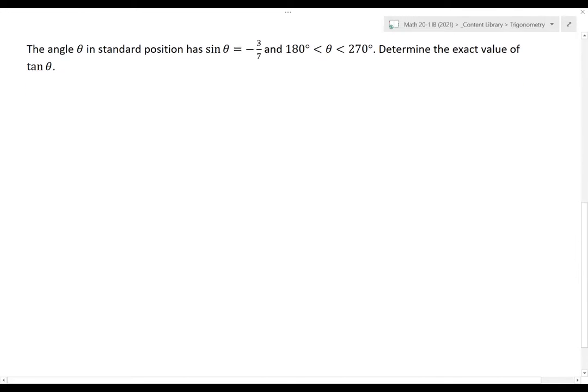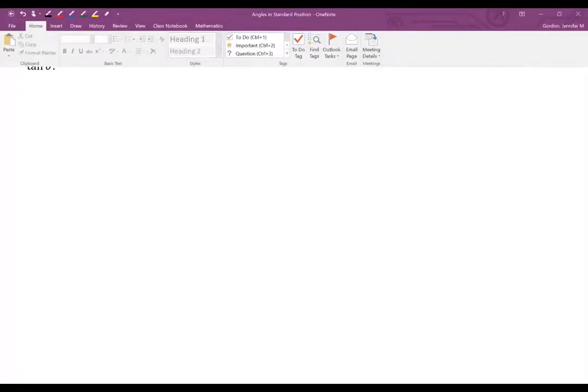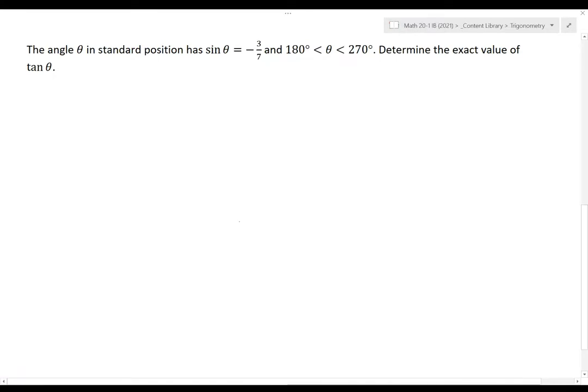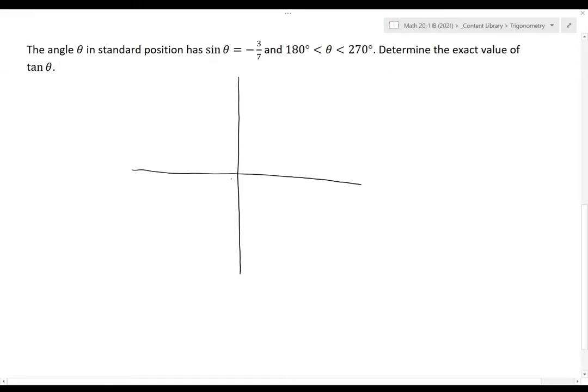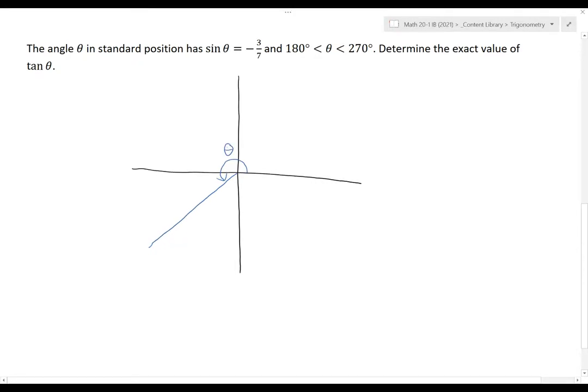So I have an angle theta in standard position, and I'm telling you that its sine is -3/7, and that it is between 180 and 270. Right off the bat, I know that theta doesn't involve a negative rotation, so I have to go in the positive direction. And it doesn't involve multiple rotations because it isn't bigger than 360 degrees. So theta is in the third quadrant because that's the quadrant where I would find angles between 180 and 270.